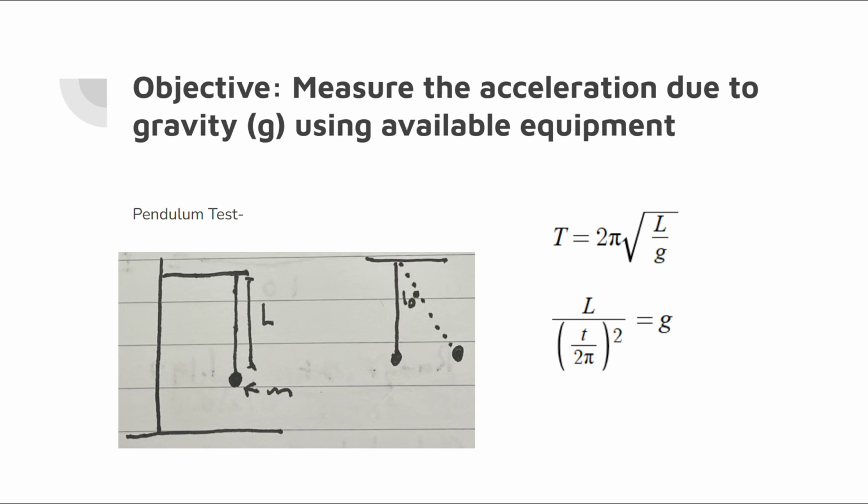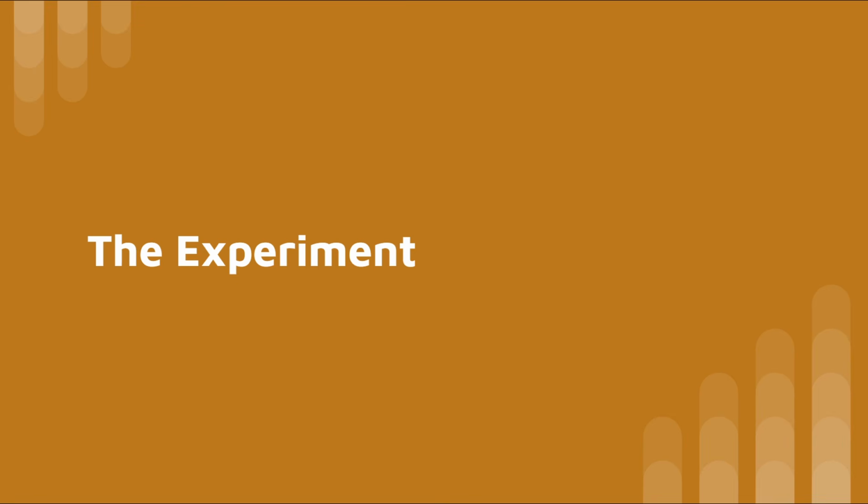The rearranged equation is length over brackets time over 2 pi brackets squared is equal to gravity. We then use this theory to complete our own calculations. So, let's get into the experiment itself.